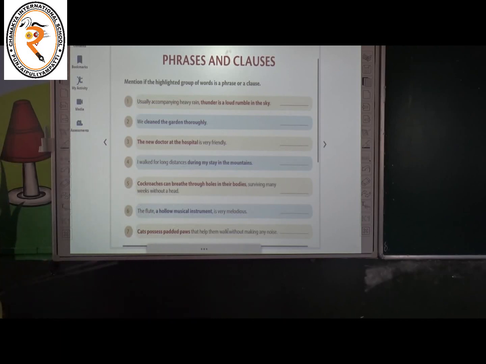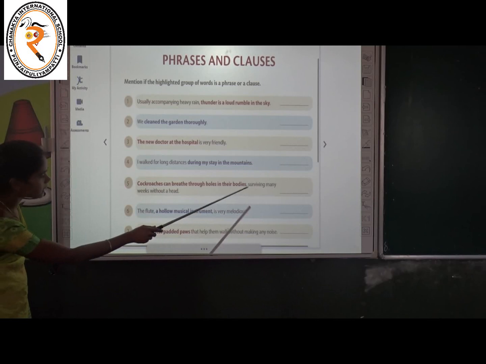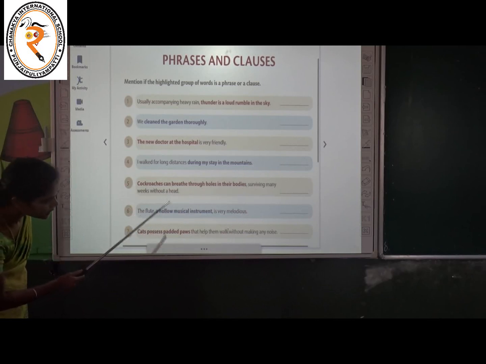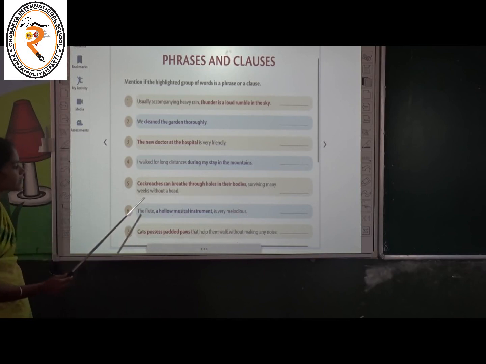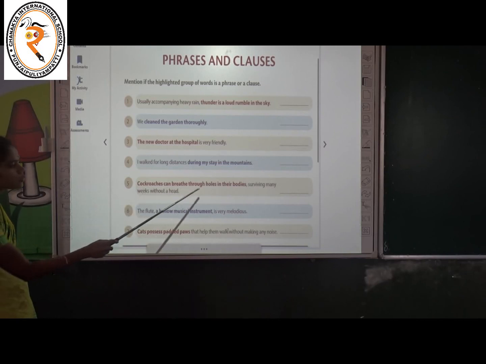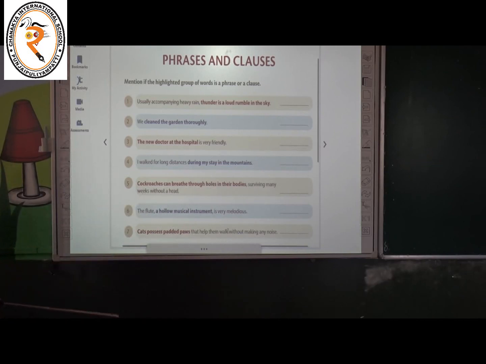And the fifth one: cockroaches can breathe through holes in their bodies, surviving many weeks without a head. See the highlighted part: cockroaches can breathe through holes in their bodies. It gives a complete meaning. So whether it is a phrase or clause, it is a clause. So the fifth one is clause.